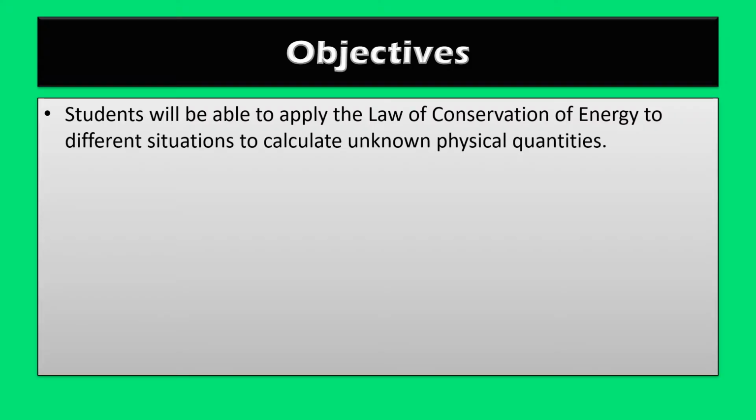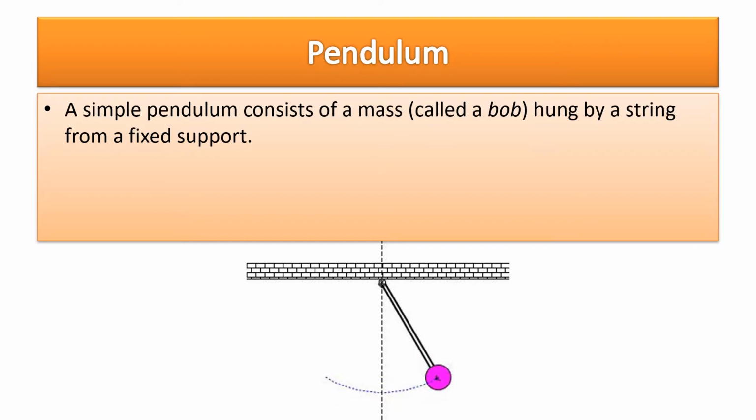In this lesson, students will be able to apply the law of conservation of energy to different situations to calculate unknown physical quantities. Just more practice with the law of conservation of energy in different situations. Like this one, a pendulum. Now, pendulums are going to come up again in Unit 13 when we talk about simple harmonic motion. But for now, we can talk about the energy in a pendulum.